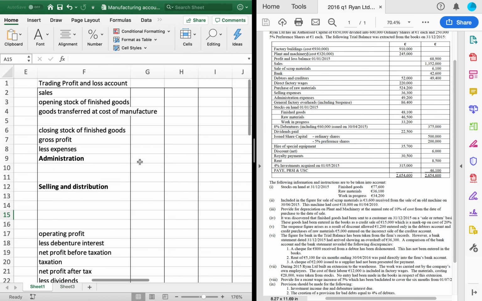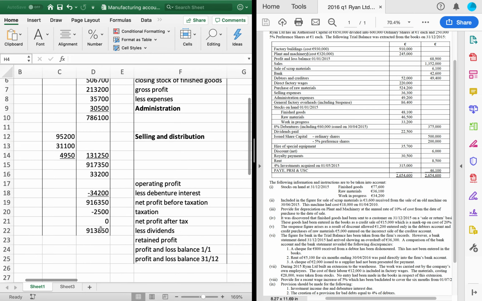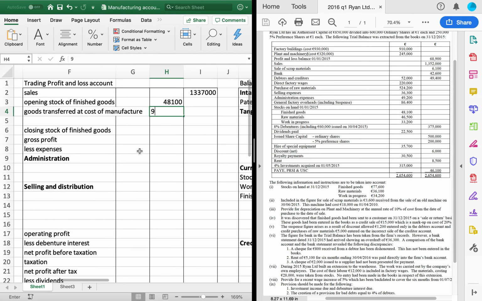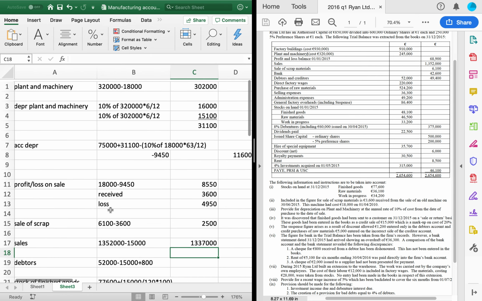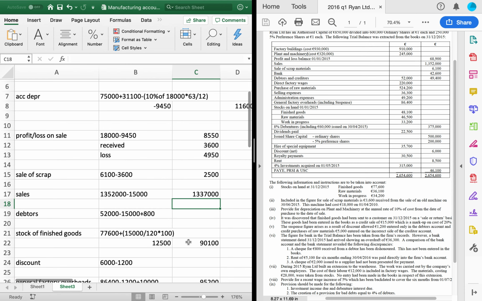So we'll throw that in. Your opening stock from over here. So this is all the finished goods now when we're looking at this. 48,100. You don't put in your purchases, so we're going to put in our answer from here, 913,850. And then we're going to take away our closing stock of 90,100. So our stock of finished goods changed in our workings to 90,100.